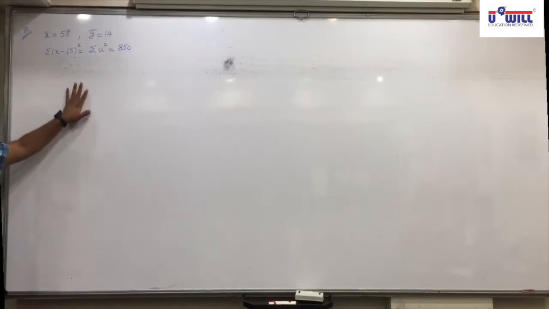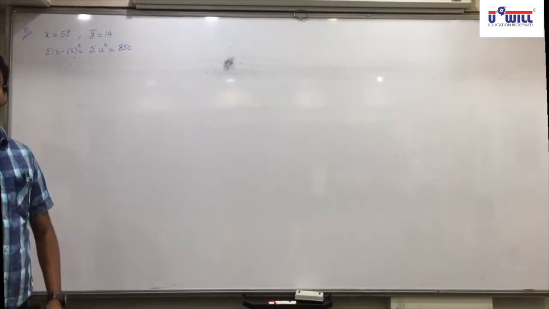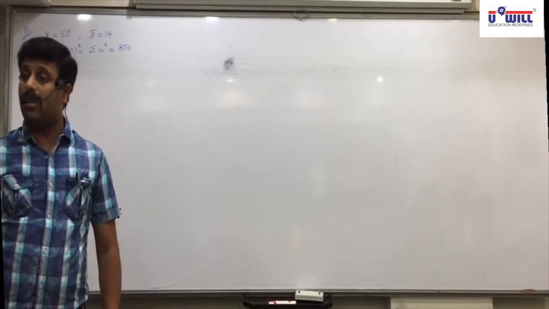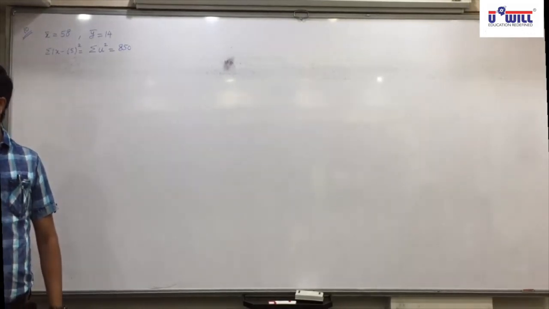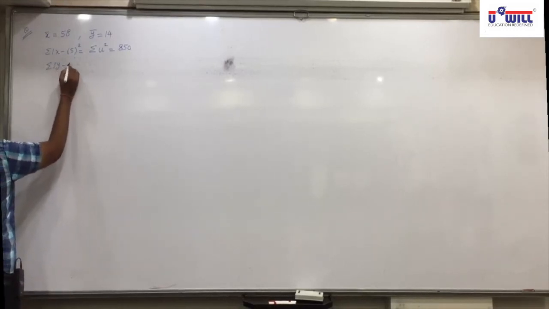Earlier you took such questions in homework, but there the number used in the bracket was the same as x bar. So in exams always x minus something is given. Don't assume it is x minus x bar. Check it carefully: what is the value of x bar and what is the number used in the bracket. Understood that? Same way, what will be sigma y minus 13 whole square?